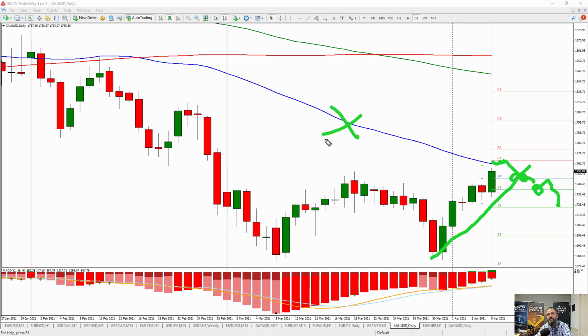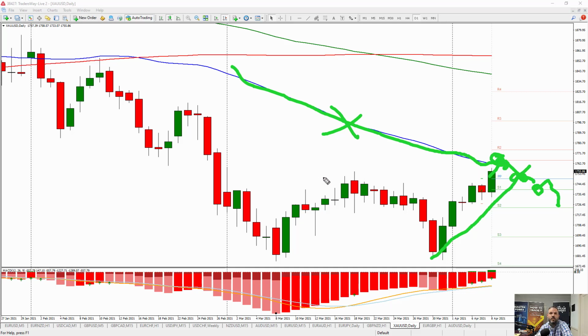You'll also notice I have a 50-period SMA, right? And the 50-period SMA, it's interesting to note it's right in line with the S1 or the R1. So what's probably going to happen? It's probably going to hit the R1 and it's probably going to bounce a little bit.